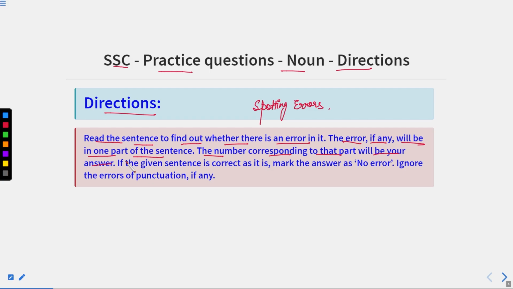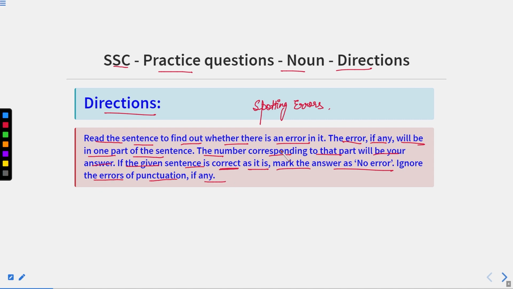Now, it may also happen that the sentence given is correct as it is. If the entire sentence is flawless, absolutely correct, you have to mark your answer as no error. It means there will be another option, no error, and you have to mark that option as your answer if the sentence is grammatically absolutely correct. Ignore the errors of punctuation if any.